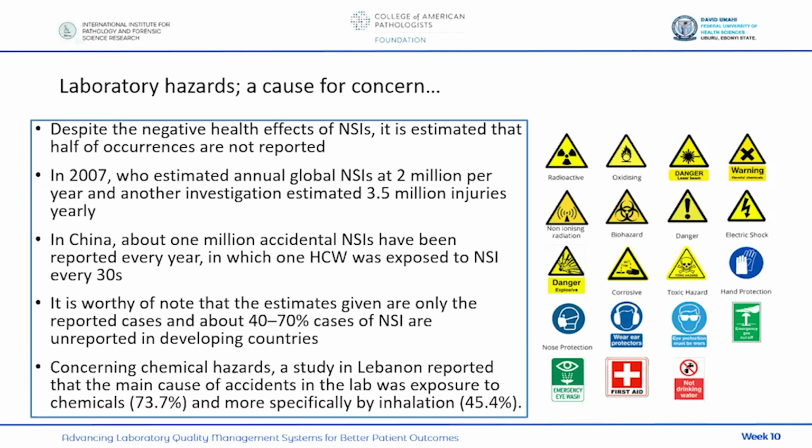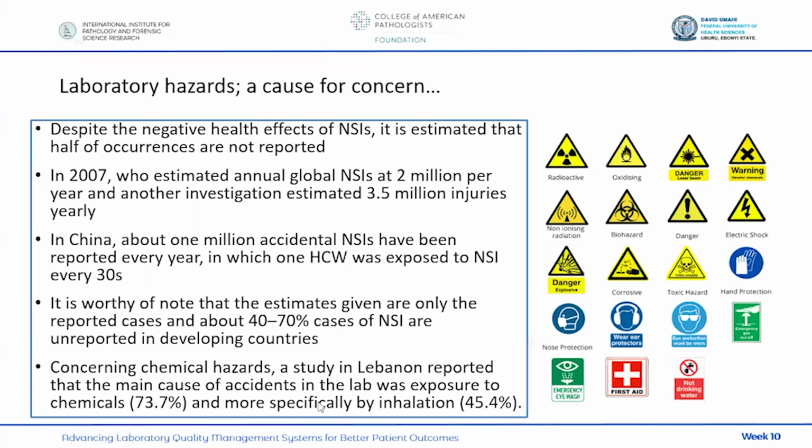So it's worthy of note that these estimates are only the reported cases, and about 40 to 70% of unreported cases happen where? You can imagine, your guess is as good as mine, that they happen in developing countries. A lot of things happen and they go unreported and they are not documented.